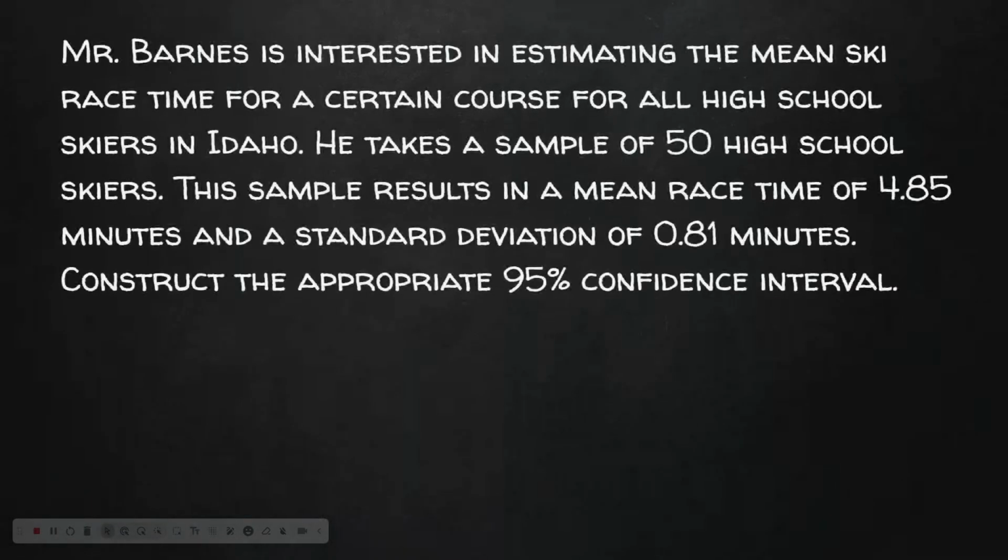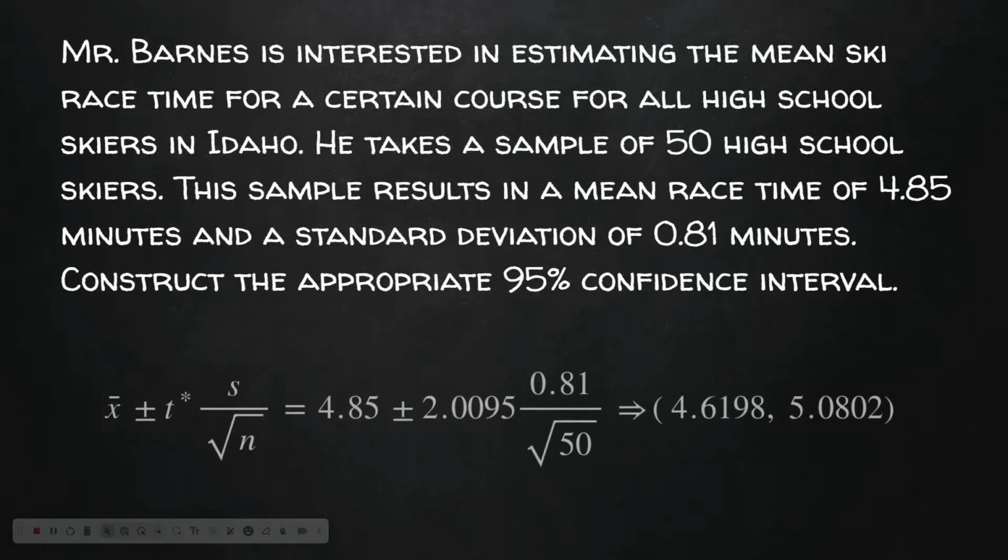Now for calculations, we can use the formula. Here we have our point estimate x bar plus or minus our critical value t star times the standard error of the sampling distribution, s over the square root of n. If we plug in our values here, we end up with an interval of 4.6198 to 5.0802. But let's head over to Desmos to see how we can do this using technology.